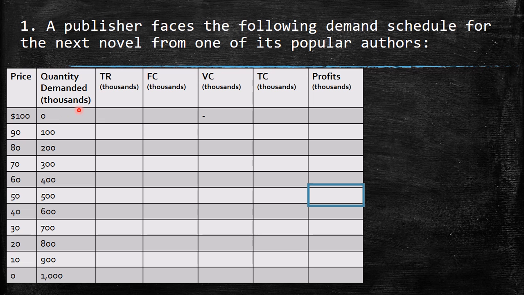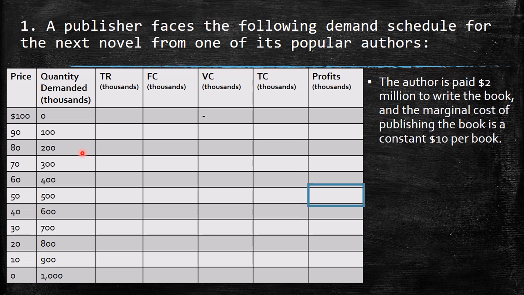So we identify that as 1,000. So if the book says 100,000, in our table it's going to be 100. It's going to be definitely much easier. And this is like the law of demand. So when the price goes down, naturally quantity demanded will increase.